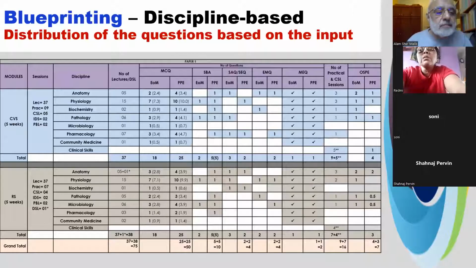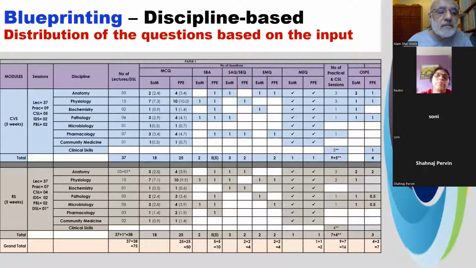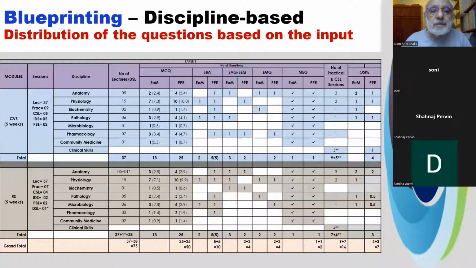If you take the first part, that is a CVS module, and we see the number of sessions, there are 37 lectures, 9 practicals, 5 clinical skill lab sessions, 2 interdisciplinary seminars, and 2 problem-based learning sessions. These sessions are divided among different disciplines. For example, the 37 lectures are divided into anatomy, physiology, biochemistry, pathology, microbiology, pharmacology, community medicine, and clinical skills. Based on this input by each discipline, the questions are allotted to these disciplines.